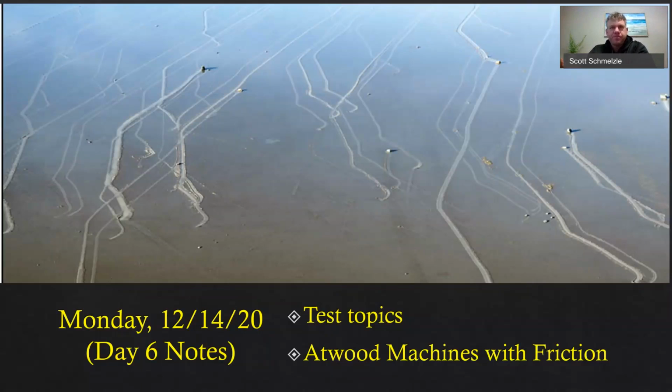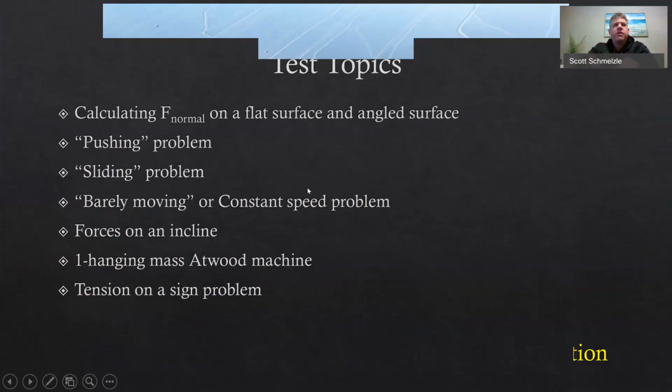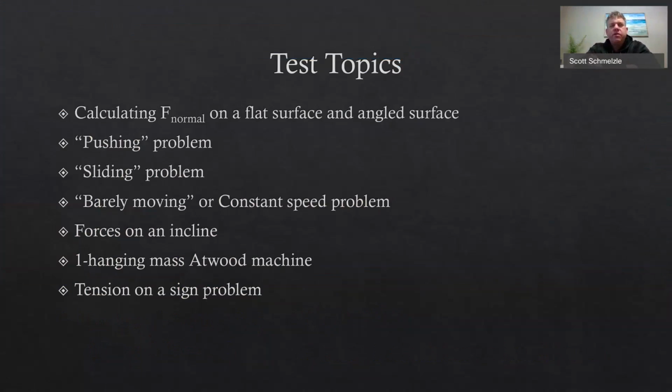Okay, so when we look at test topics for us now, you're going to be asked to calculate the normal force, so mg cosine theta, on a flat surface and on an angled surface, right? The only difference here with the angled surface is that you're actually going to have to use an angle. Make sure the calculator's in degree mode. You're going to do a pushing problem, right? That's where there is an applied force, meaning somebody's exerting a force upon it.